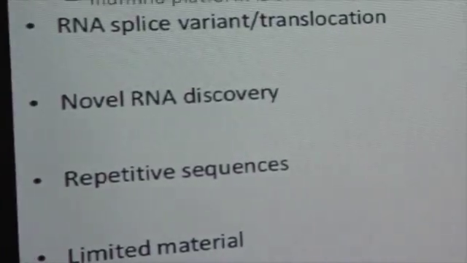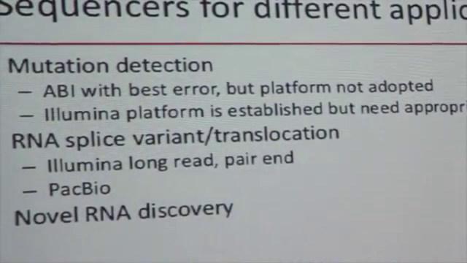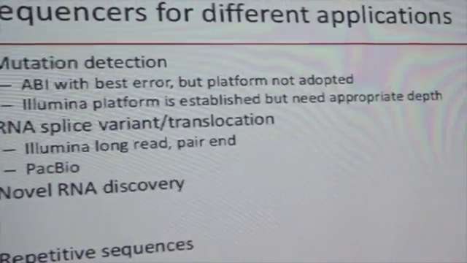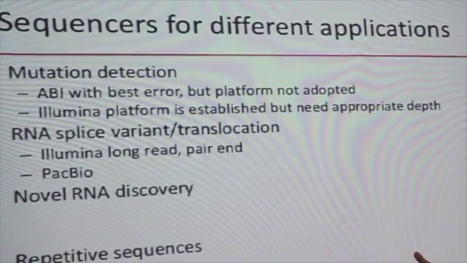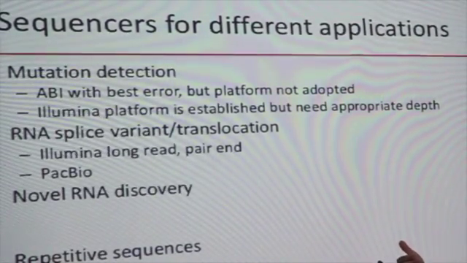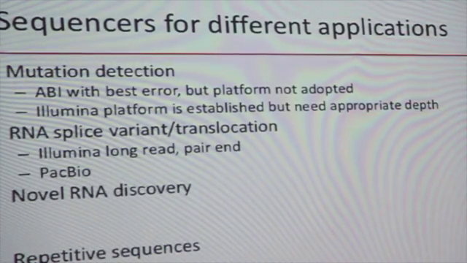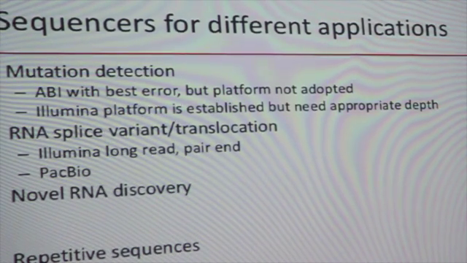So yeah, mutation detection, ABI is dead, so it doesn't matter. So it's really Illumina. Splice variants, translocation: it's really Illumina long read paired-end. Maybe you can make a library that's 500 base pairs and do paired-end 150 on both sides and try to see if you get it over the translocation. But PacBio is probably going to be much faster at finding that.